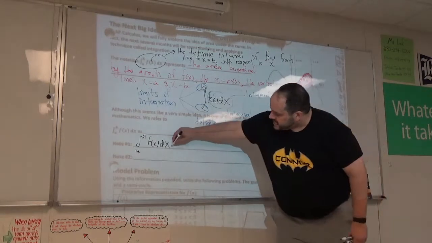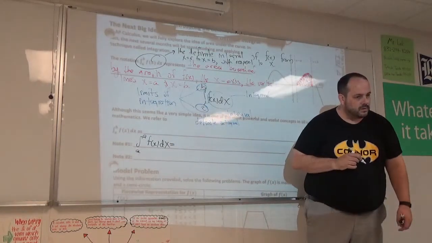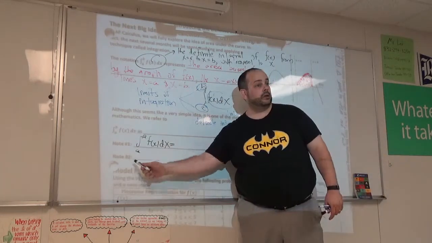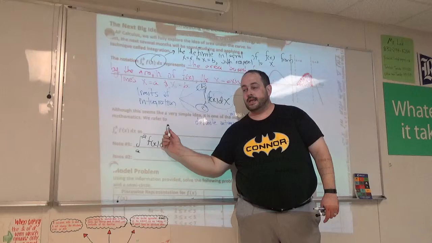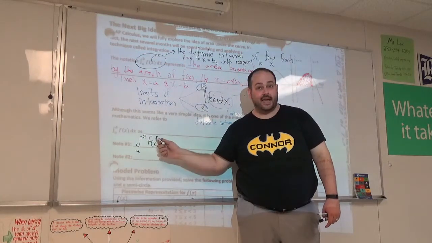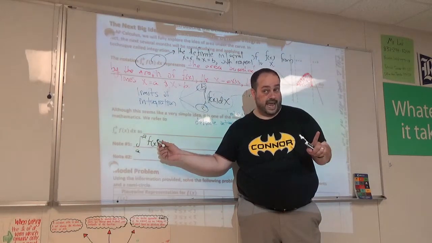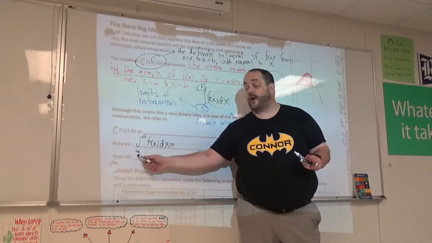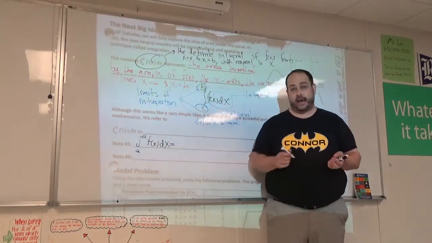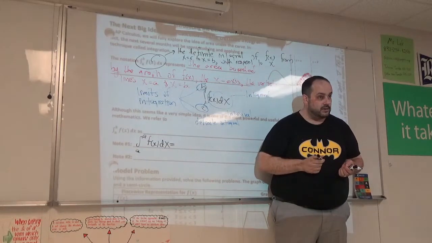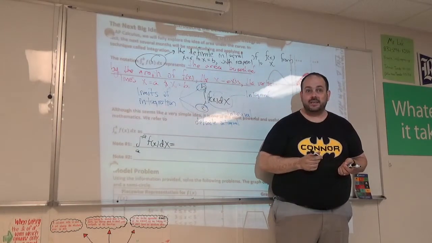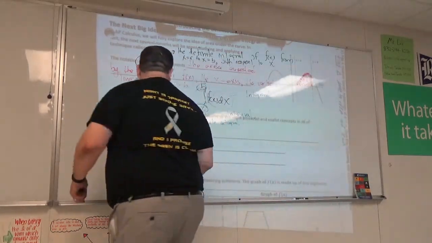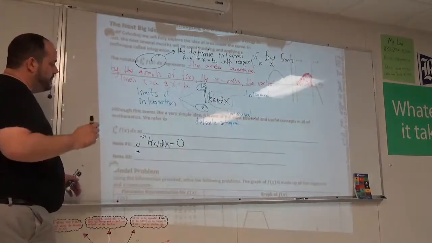So what's this equal to? 0. It should be equal to that. What does it mean? It means the area bounded by f of x and the x-axis from a to a. So how much area is that? That area is zero. It has to be 0.